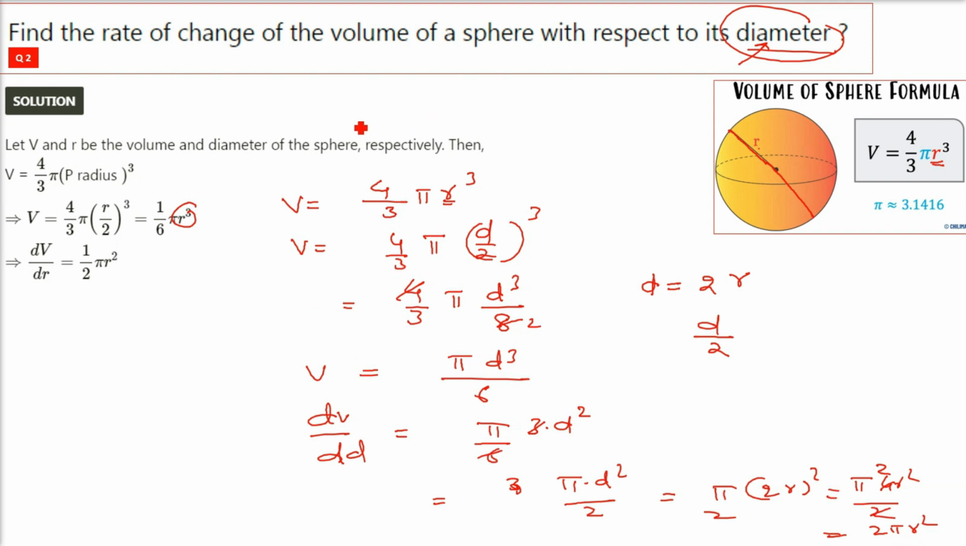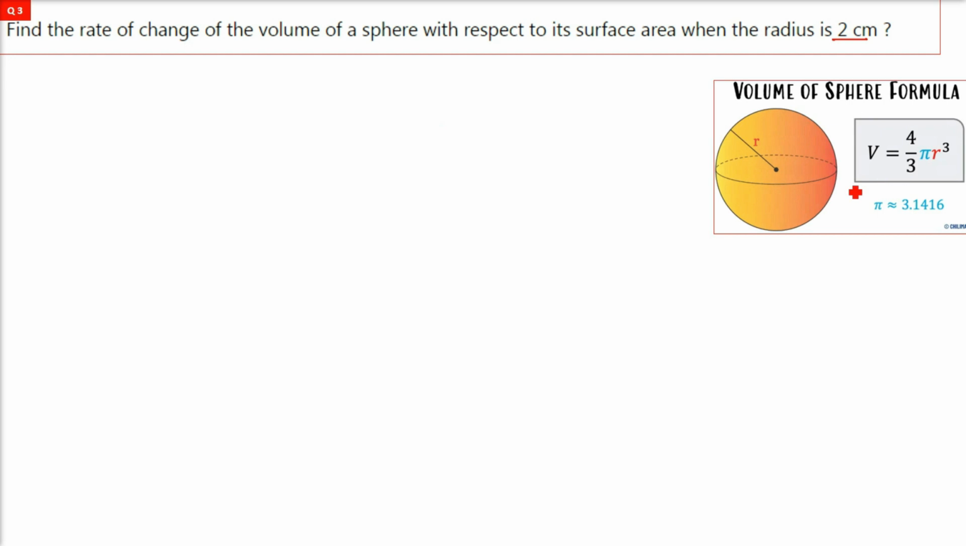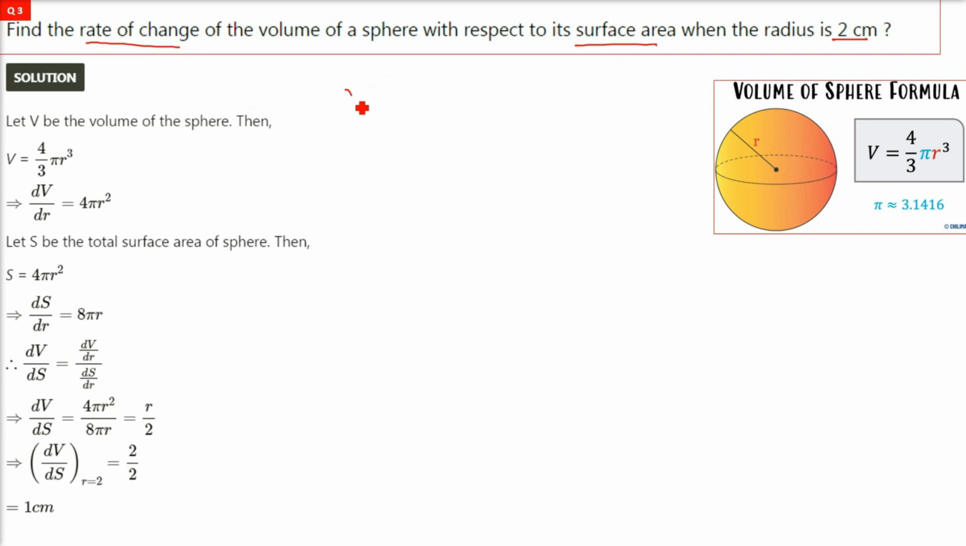So you see, there are certain ways to do things differently. Find the rate of change of the volume of a sphere with respect to its total surface area when the radius is 2 centimeter. So the rate of change of volume of a sphere with respect to the surface area. So you have to find some d by d thing, but it has to be dV, that is the volume of the sphere, divided by dS, which is the surface area. So you need to know the volume of the sphere, which is 4 by 3 pi r cube.